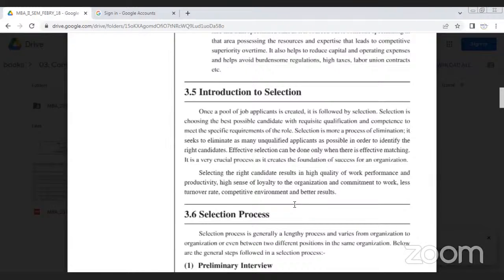Selecting the right candidates results in high quality of work performance and productivity, a high sense of loyalty to the organization, and commitment, leading to a lower turnover rate, a competitive environment, and better results.